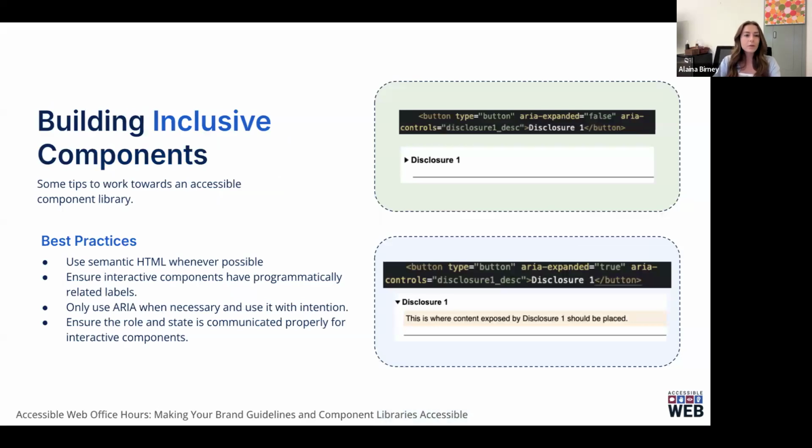So for building inclusive components, use semantic HTML whenever possible. Instead of using that div and potentially forgetting the role of button, use a button element if you can. Ensure your interactive components have programmatically related labels and you're not just visually positioning text to act as a label. Only use ARIA when necessary and use it with intention. There's a saying in the industry that no ARIA is better than bad ARIA, so definitely keep that in mind.